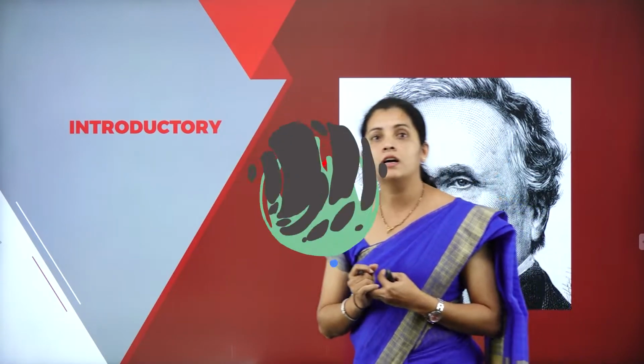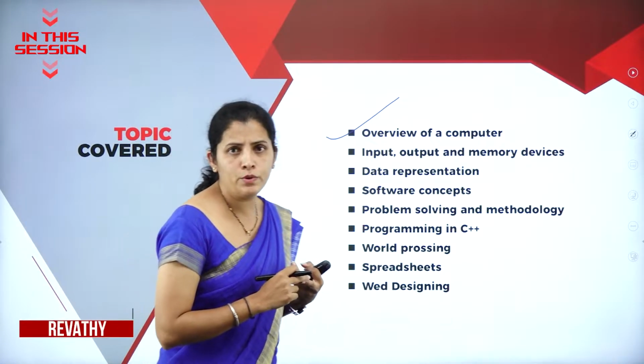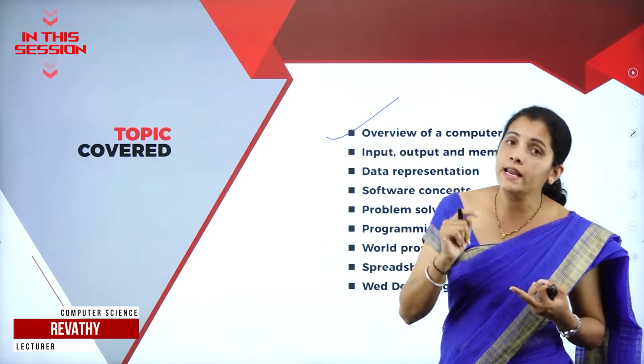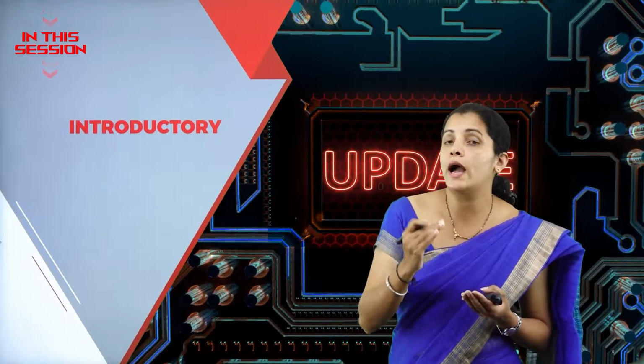The father of the computer system is none other than Alan Turing. The components of the computer system are hardware, software, data, as well as user. To provide data security, we are going to have encryption as well as decryption.